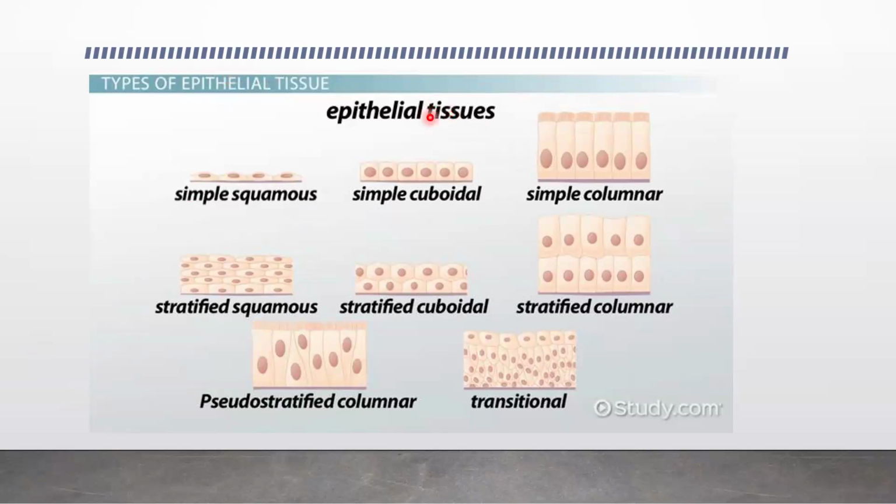At this point, you can appreciate this is epithelial tissue, which lines the various tissues and cavities. So this is simple squamous, simple cuboidal, simple columnar, stratified squamous, stratified cuboidal, stratified columnar, pseudostratified columnar, and transitional epithelium.